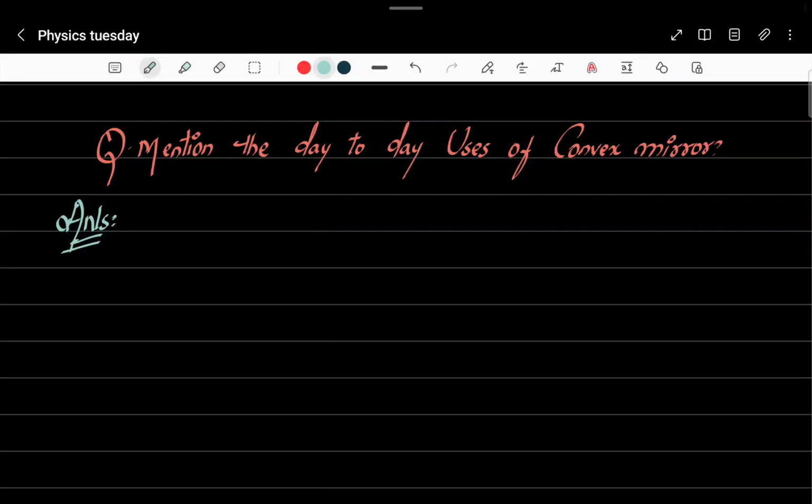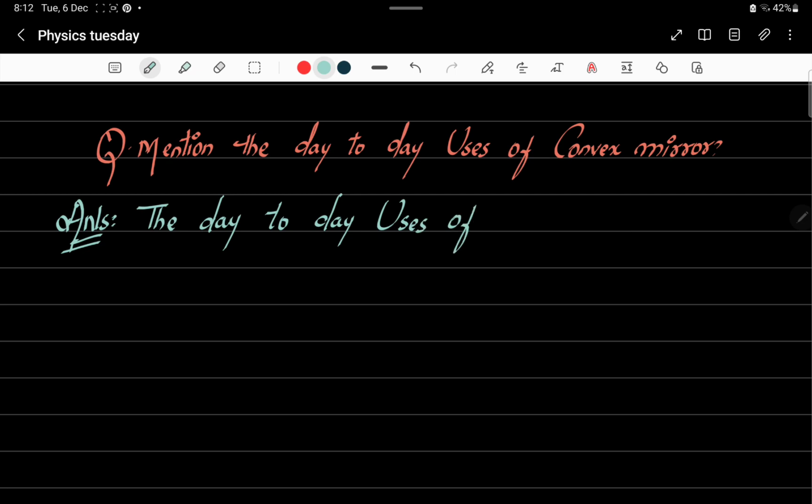Welcome back, students. So here we have the question: mention the day-to-day uses of convex mirror. So the day-to-day uses of convex mirror are, you have to write that in what uses convex mirror is used. So the first is to treat hypermetropia.